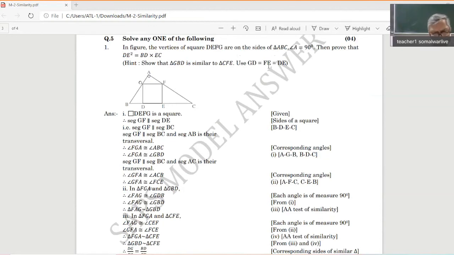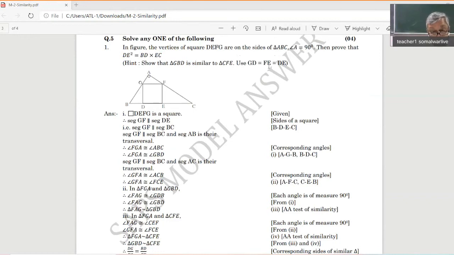Two triangles are similar. Now, in the same manner, we will think about the triangle FGA, once again, that same triangle with another triangle, CFE, in correspondence. FAG is 90, so FAG is congruent to CEF. Once again, the same logic as we applied first. CF and GFA. GFA is congruent to FCE. Therefore, both these triangles are once again similar by the AA test of similarity. FGA is similar to CFE.